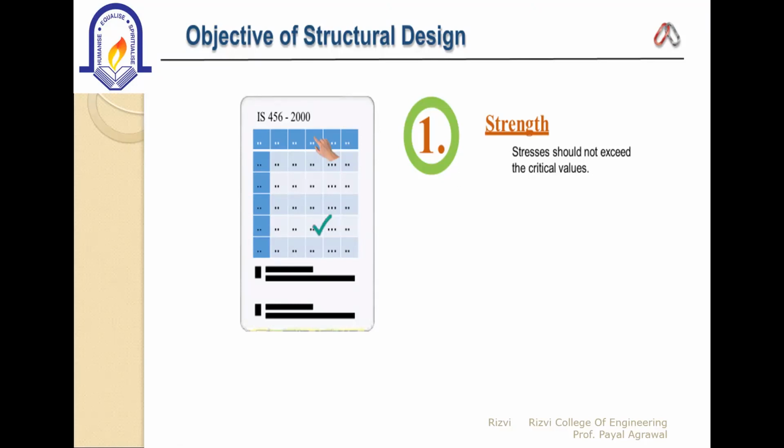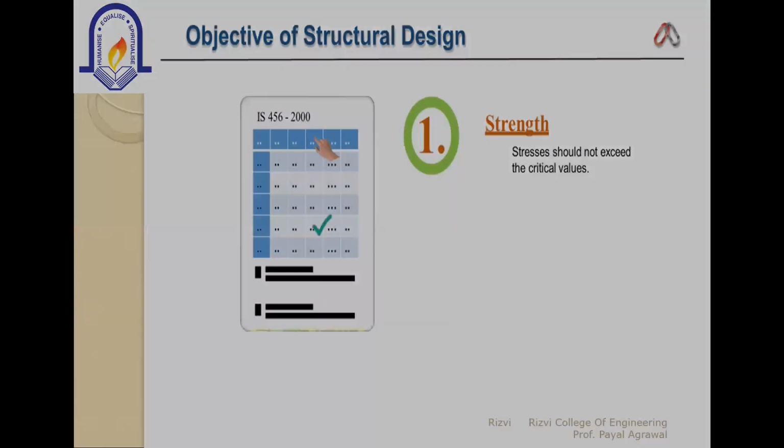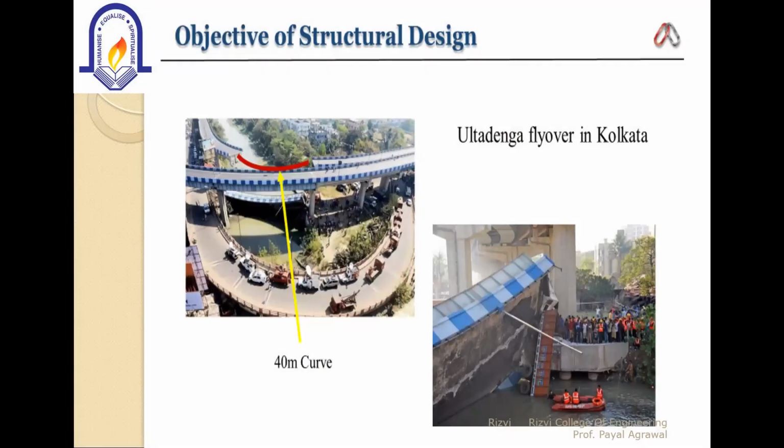In that we are going to check the strength. Strength will be checked when the stresses do not exceed the critical value. Whatever critical values are prescribed in your IS 456 2000, it should not exceed that. So you have to look after the strength when you are going to design.